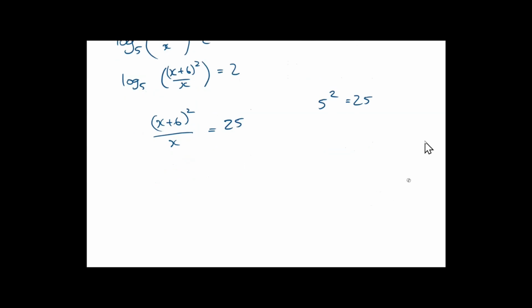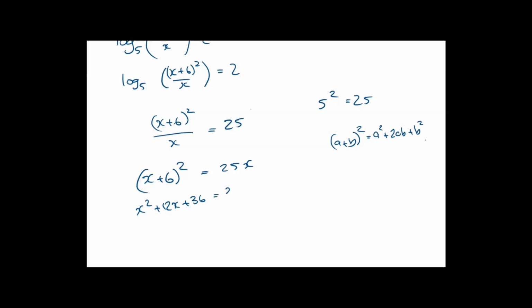So what I'm going to do now, I'm going to cross multiply. I'm going to bring this (x - 2) across. So (x + 6) squared equals 25(x - 2). And I'm going to expand this bracket. So here it's this (a + b) squared pattern. So it's going to be x squared plus 12x plus 36. Remember, it's going to be a squared plus 2ab plus b squared, and it's going to equal 25(x - 2).